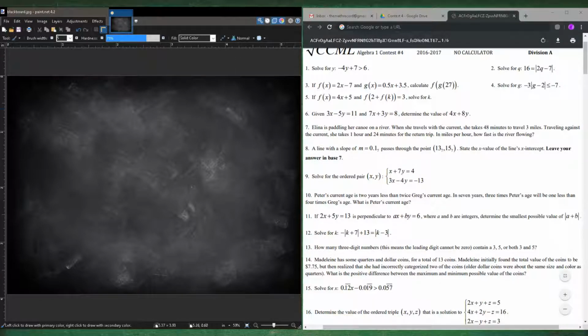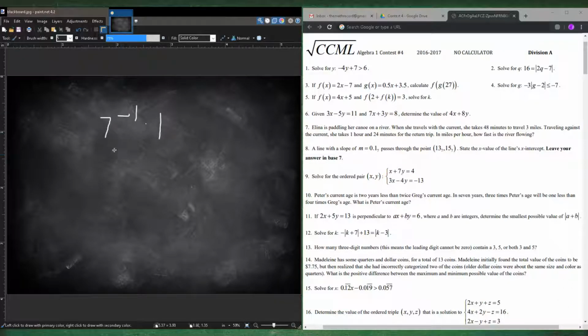So the slope 0.1 base 7 is just 7 to the -1 times 1, which is 1 over 7. So the slope is 1 over 7. 13 base 7 is just 7 plus 3, which is 10. So the x value is 10. And 15 base 7 is just 7 plus 5, which is 12. So the line goes through point 10, 12.